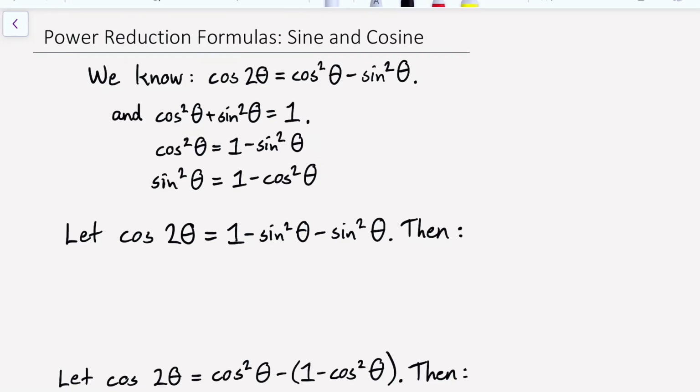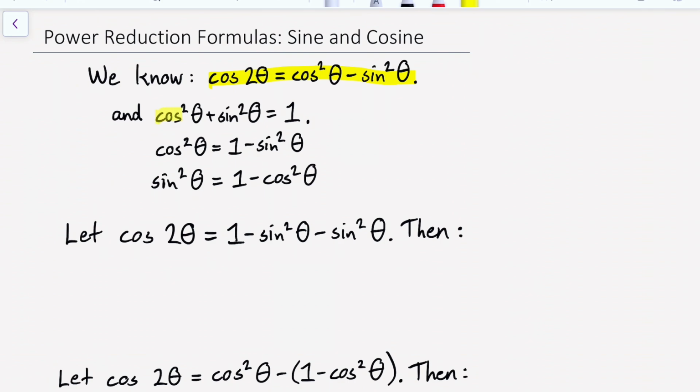In this video, I would like to use our double angle formula for cosine to derive one more set of formulas called power reduction formulas. So we know that cosine of 2 theta is cosine squared minus sine squared of theta.